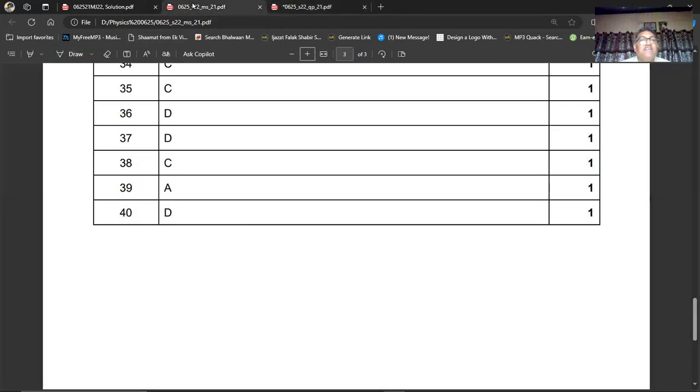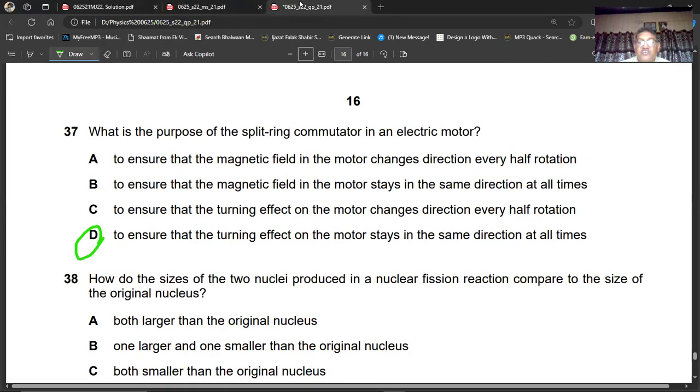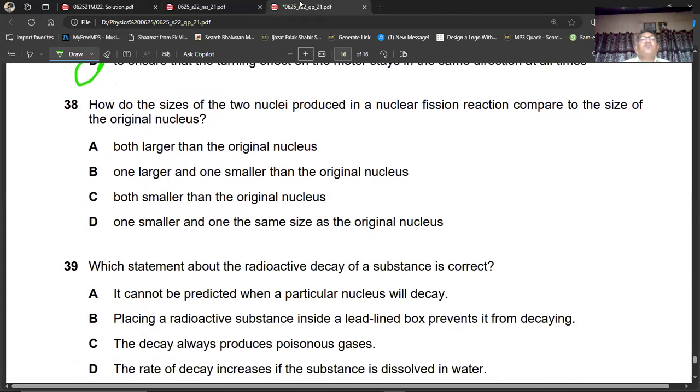Question number 37, D is the right option, sir. Question number 38, how do the size of the two nuclei produced in a nuclear fission reaction compare to the size of the original nucleus?